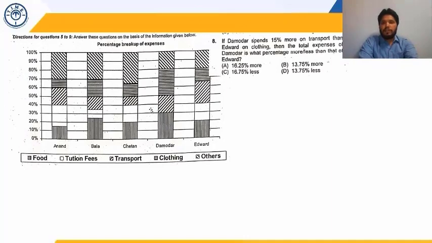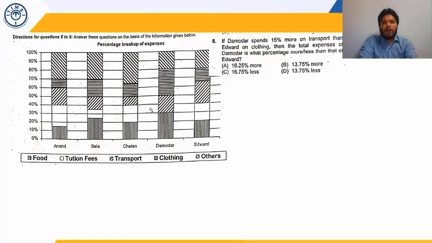So the next one is, just read it once along with me. If Damodar spends 15% more on transport than Edward on clothing, then the total expenses of Damodar is what percentage more or less than that of Edward? Okay. So the question is asking, if Damodar spends 15% more on transport than Edward on clothing, then the total expenses of Damodar is what percentage more or less than that of Edward?